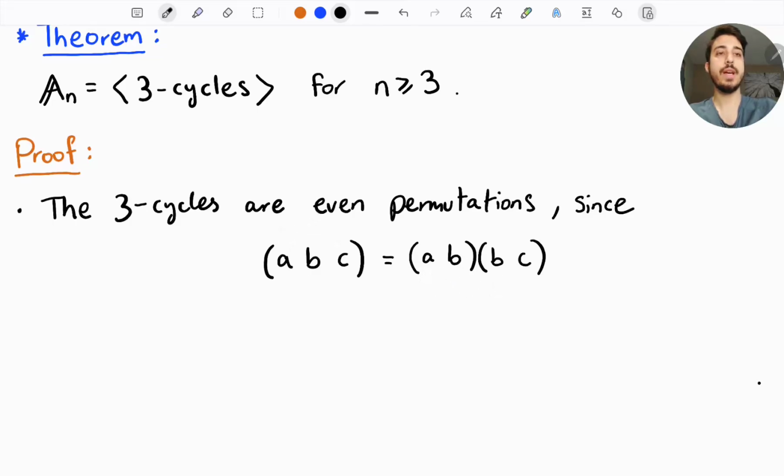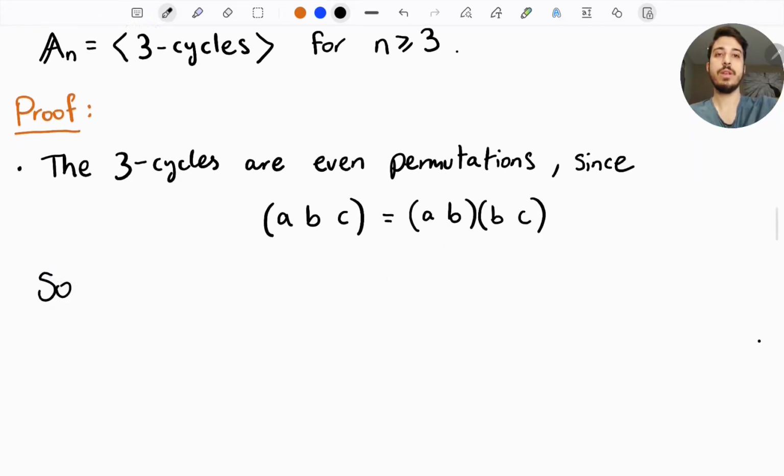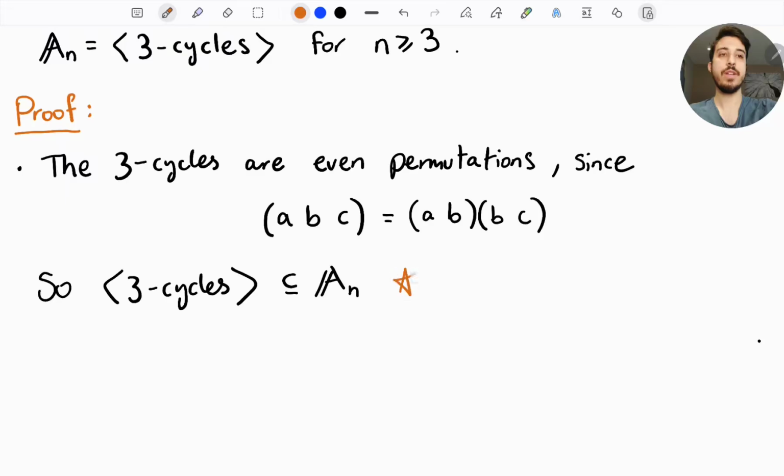So I can write any three cycle as a product of two transpositions, so an even number of transpositions, so we call them even permutations. So if we take the subgroup generated by three cycles, since all the three cycles are even, it's going to be contained in An, since An just contains all of the even permutations. And that is the first inclusion.